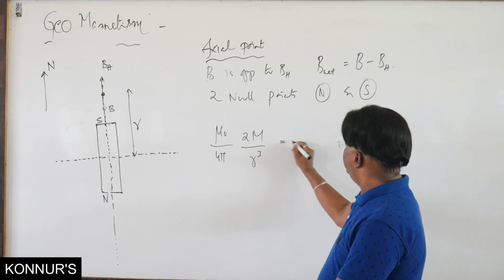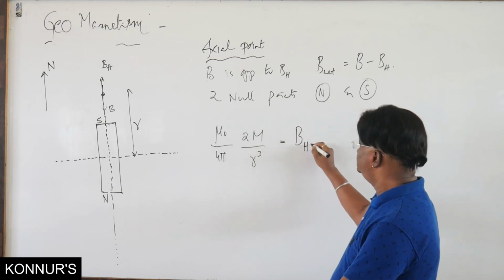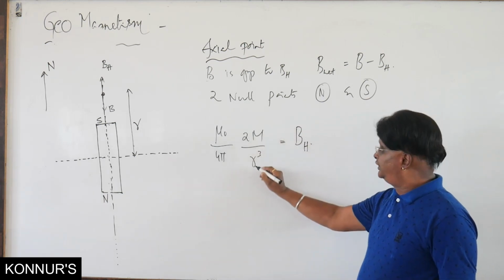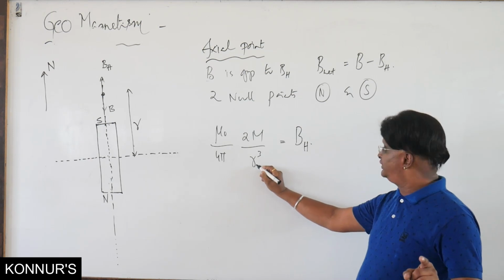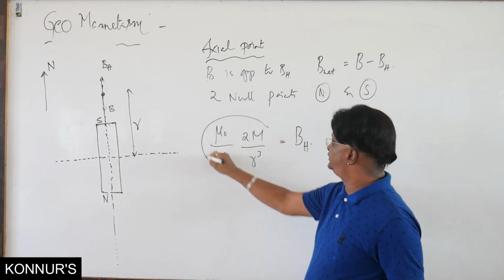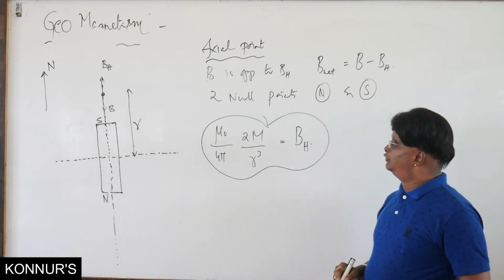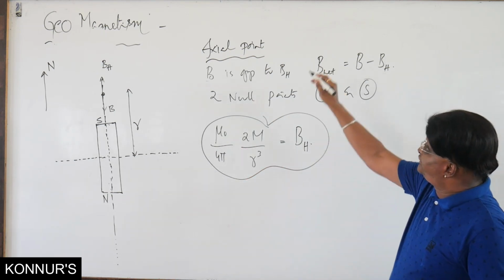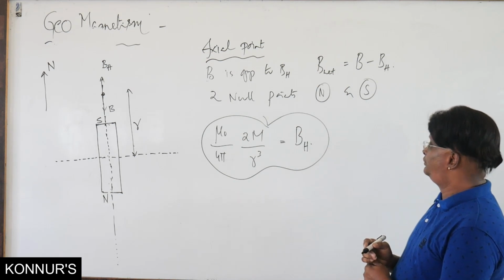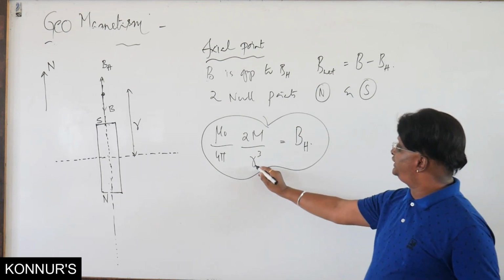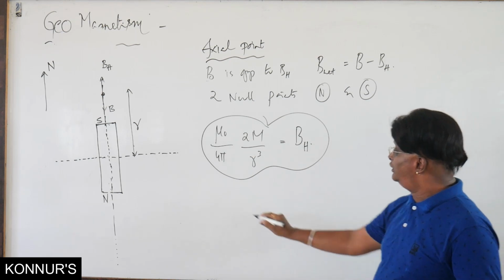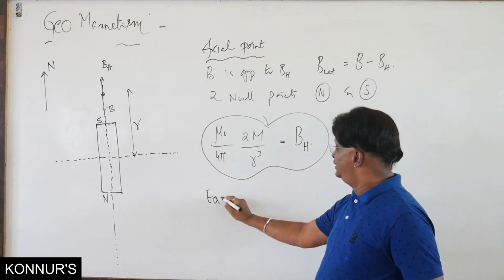Therefore now this is equal to BH, the condition. Once again, moment of the magnet, distance of each null point from the center, and BH: three parameters. Two knowns and one unknown, what you got. Now all these things we talk about at the axial point. Supposing the distance you got is R for the null point. Now at the equatorial point, what will be the case?